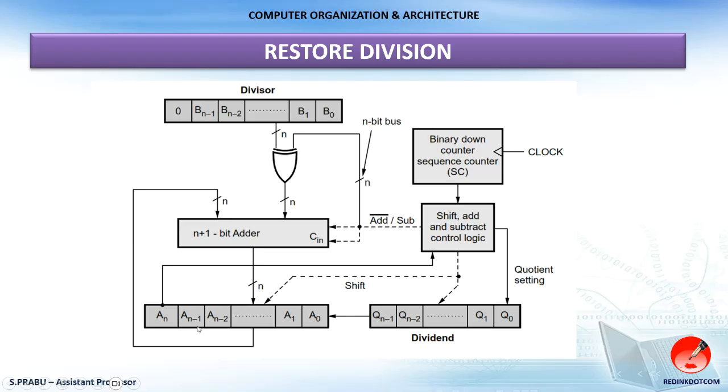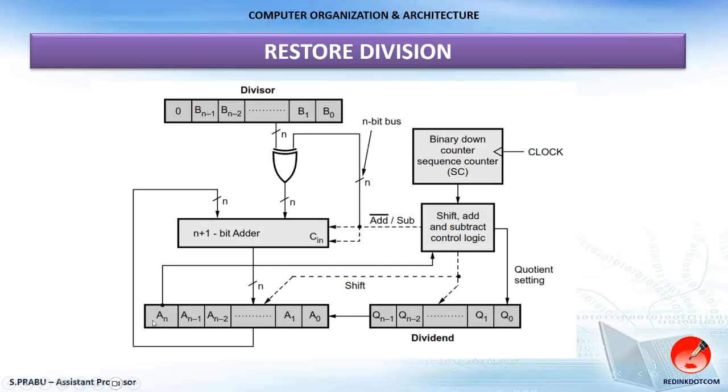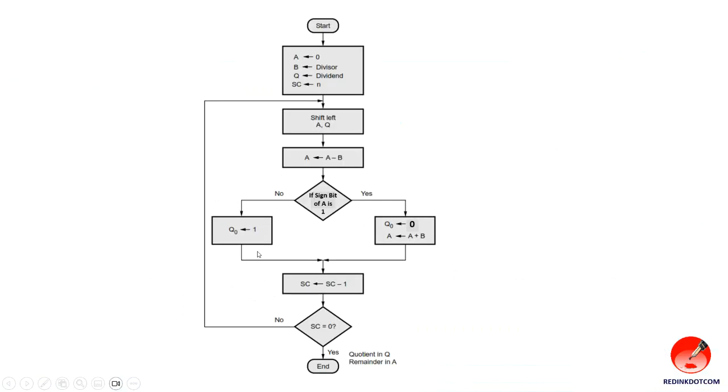One more important point. Once you do the left shift operation, the a(n) value is left out, the a(n-1) value is shifted here, and the a(n-2) value is shifted here. In this way, every element is shifted by one position and the q0 value becomes empty. So after the shifting operation, we have to do the subtraction operation. After the subtraction operation, we check the sign bit of the A register, that is this value. If this value is 1, you set the q0 value as 0. If the value is 0, you set the q0 value as 1. So this is the algorithm given in this flowchart.